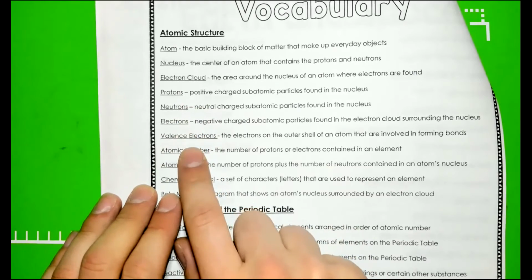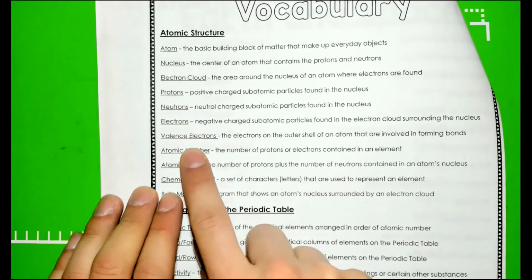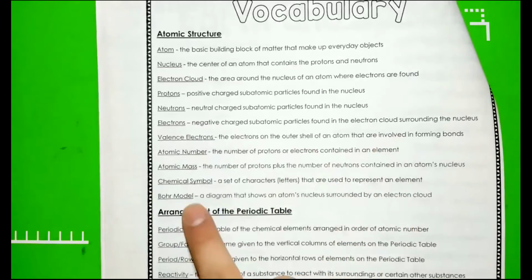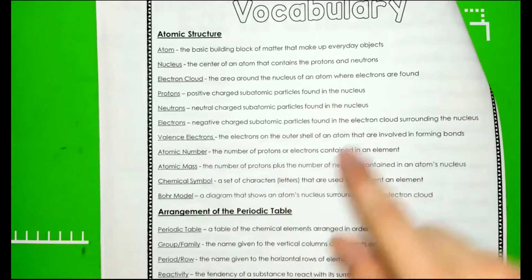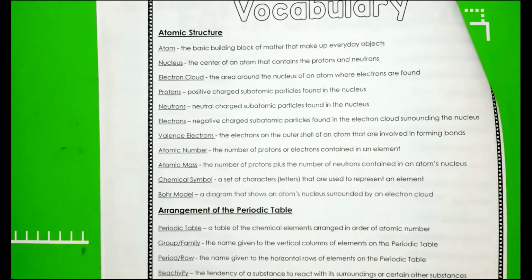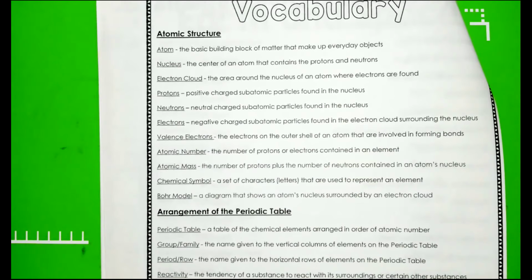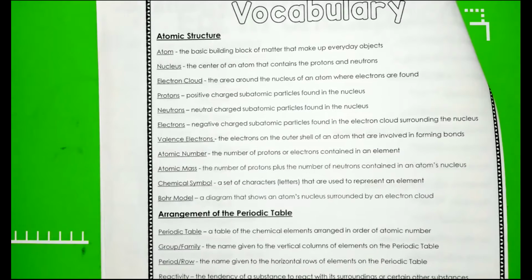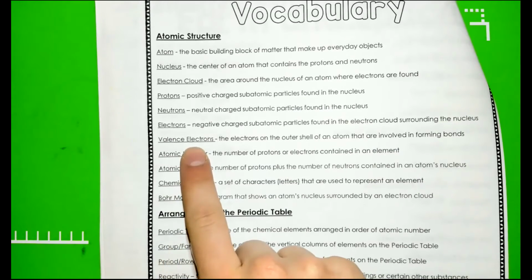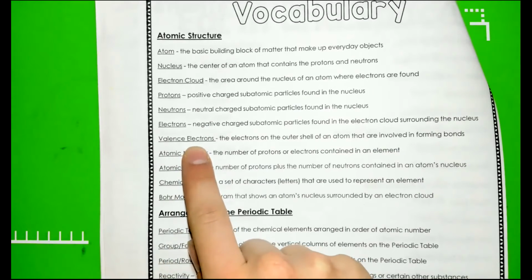Now, a type of electron would be a valence electron. These are electrons that live in the outside shell. Whenever we look at a Bohr model, we can see where the electrons are placed. And a Bohr model will show us how many valence electrons we have. But you can also tell the number of valence electrons based on the group that your element lies in. But valence electrons are just the electrons in the outermost shell.